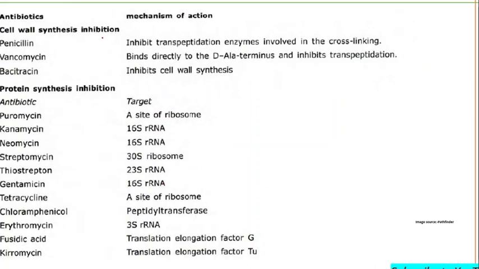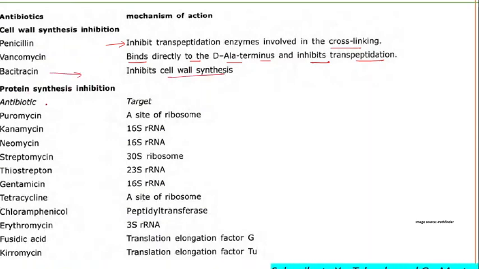Then comes the mechanism of action of antibiotics. Penicillin inhibits the transpeptidation enzyme involved in cross-linking. Vancomycin binds directly to the D-alanine terminus and inhibits transpeptidation. Bacitracin inhibits cell wall synthesis.